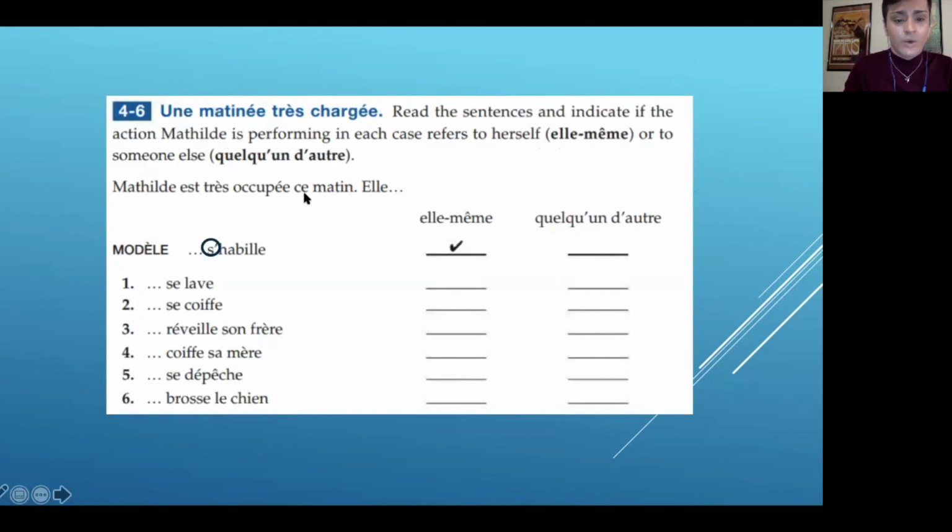Mathilde est très occupée ce matin. Elle s'habille. In this case, the s', s'habille, refers to herself, so elle-même, right? It's not quelqu'un d'autre. So I'll give you 30 seconds to do that with 1, 2, 3, 4, 5, and 6, and then I'll show you the answers.